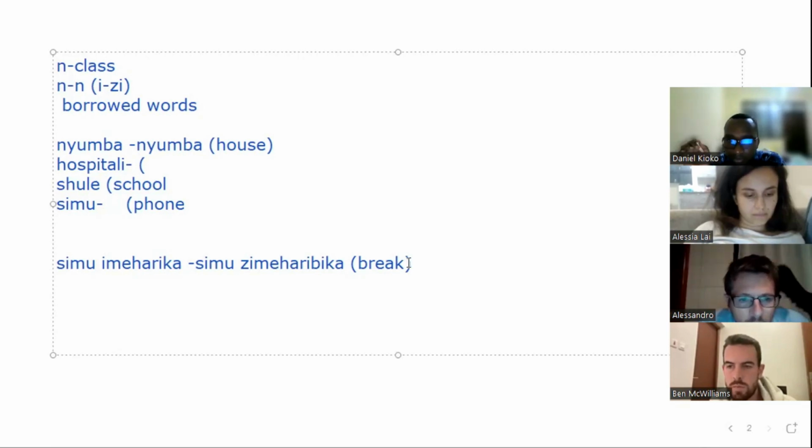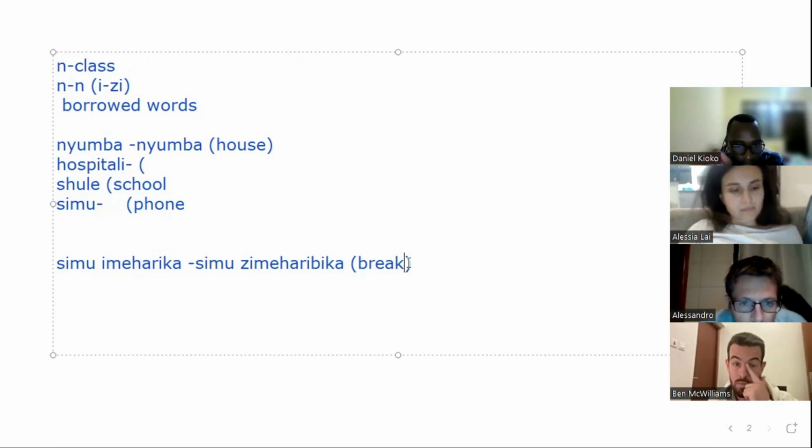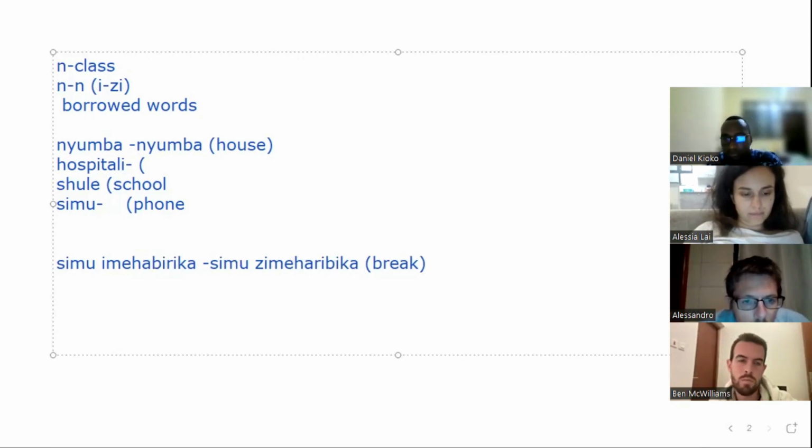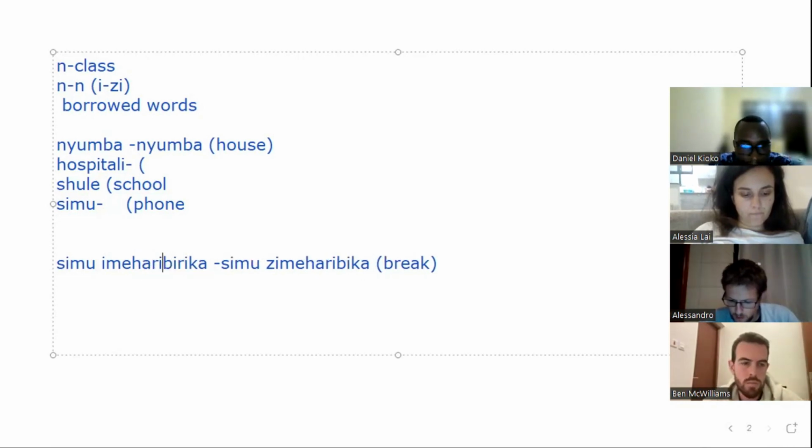Isn't the B missing on the singular, imeharibika? Oh, imehari. Yes, I'm missing. Thank you. It's the other way around. So the re should be before the B, right? Imeharibika. So the other re we delete.